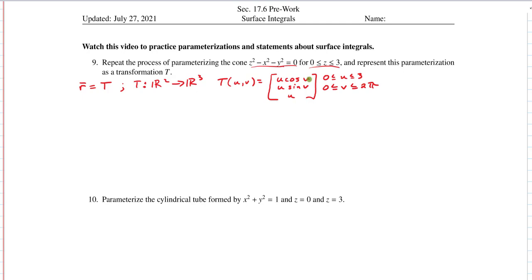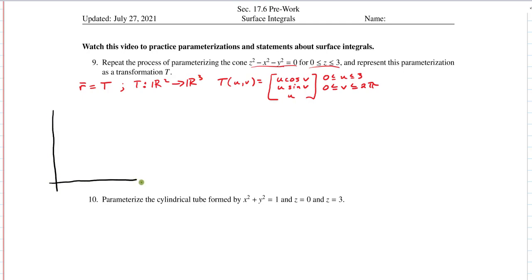The first thing I should say is that I'm using v in place of theta, and I'm using u in place of r, just to make this a little bit more generic, because oftentimes when we talk about a generic parameterization, we use the variables u and v as opposed to r and theta. The next thing I want to look at is how we actually consider this parameterization as morphing the uv space into R3.